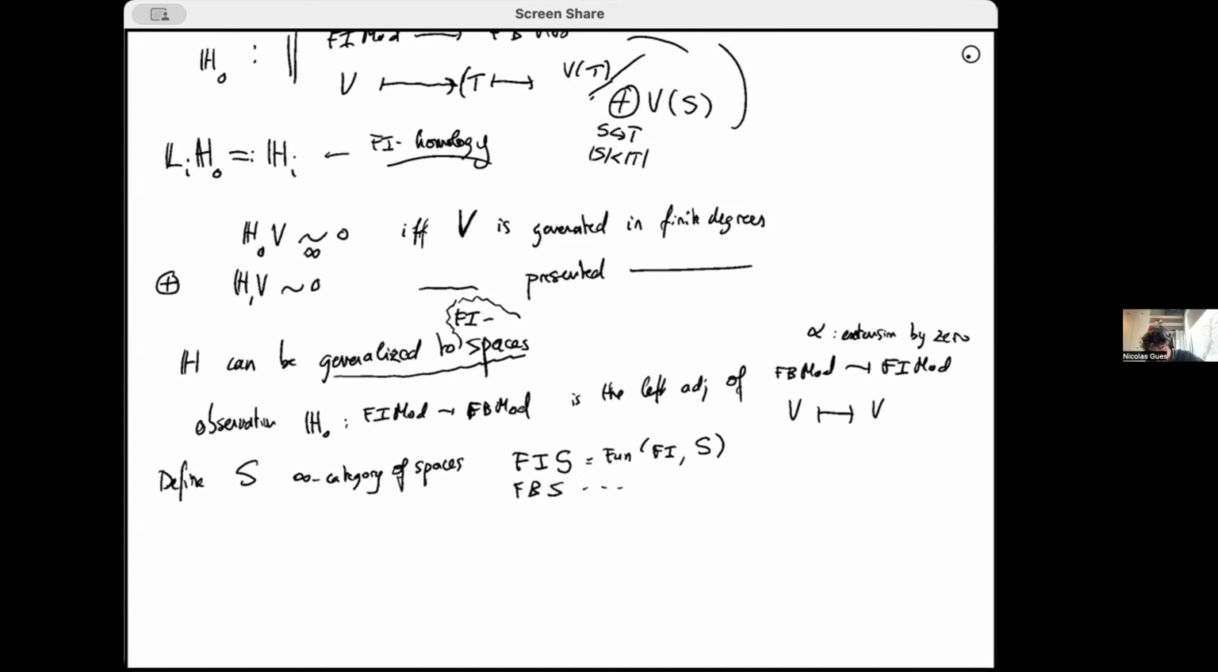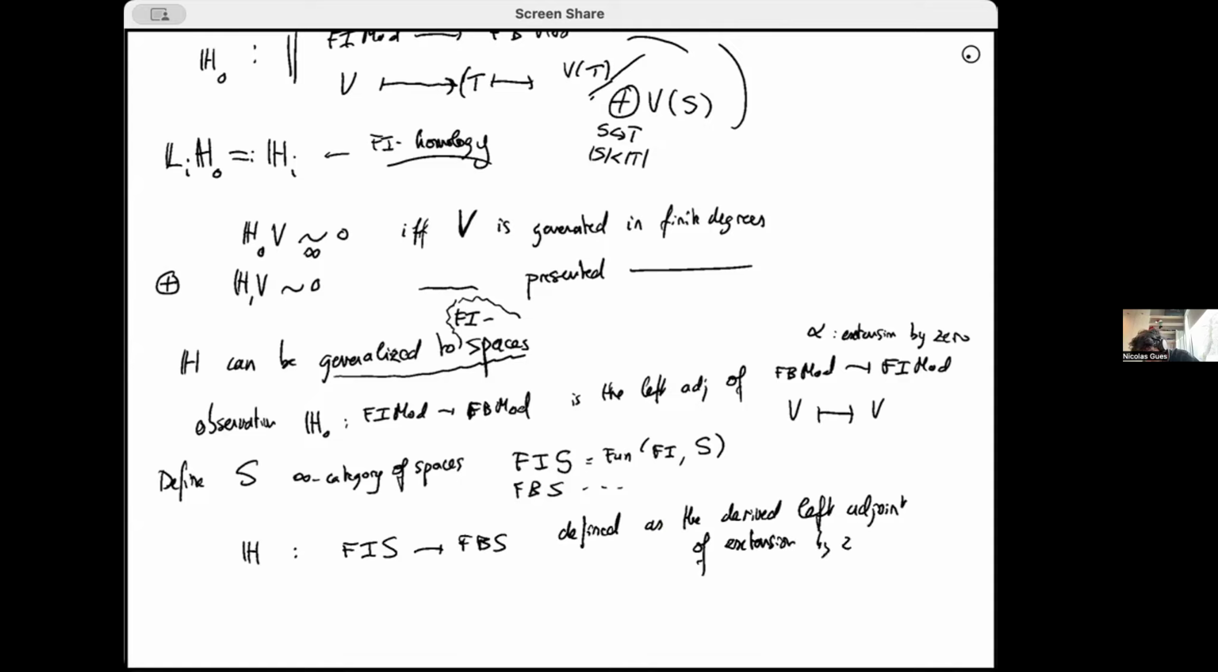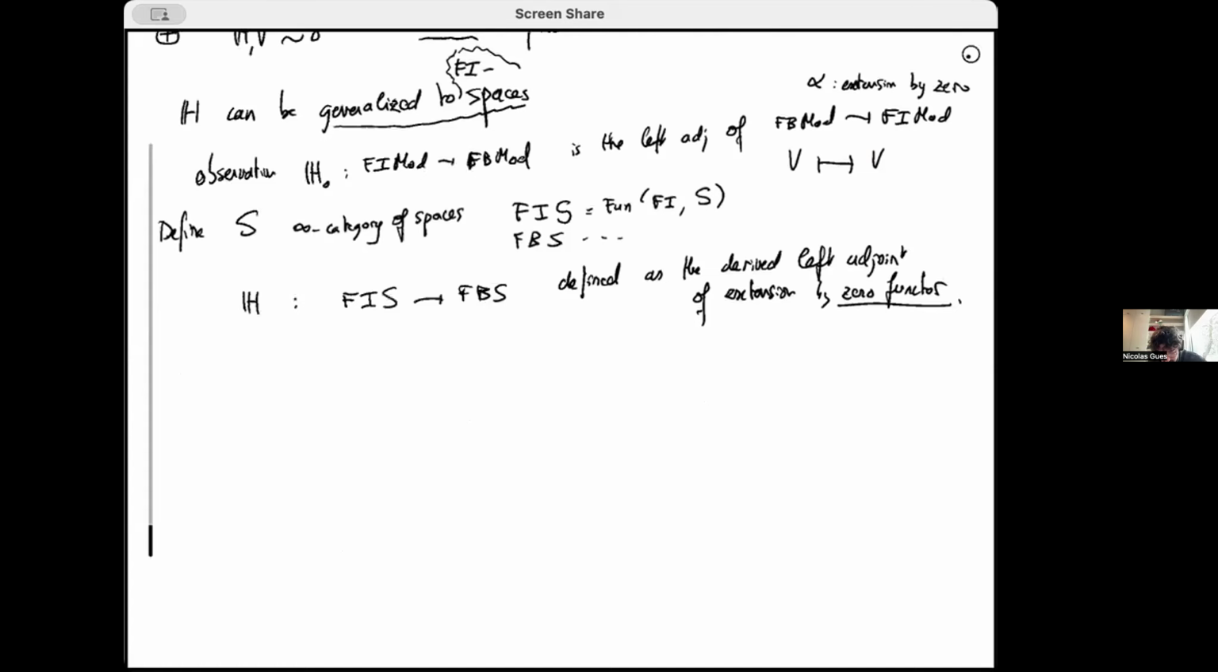Same thing for FB. You can define some FI homology functor from this, and you can define it as the derived left adjoint of the extension by zero functor. Okay. So far I just defined something. It's rather abstract, and we're not convinced that it has any application.